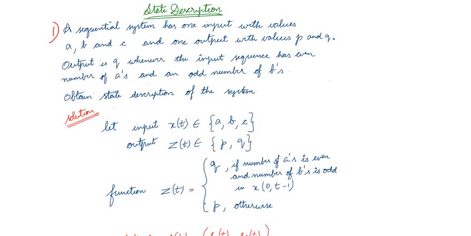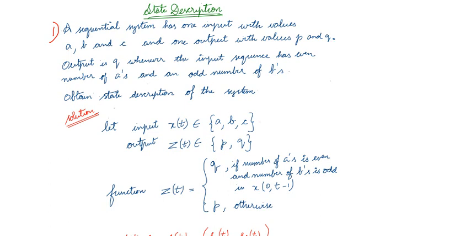Hello. In this video, we are going to see about the state description. We are going to solve two problems. The first problem is: a sequential system has one input with the values small a, small b and c, and one output with values p and q.